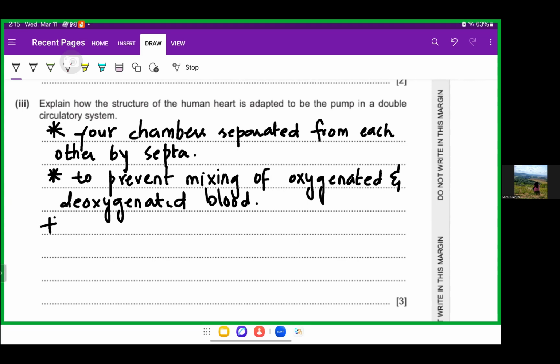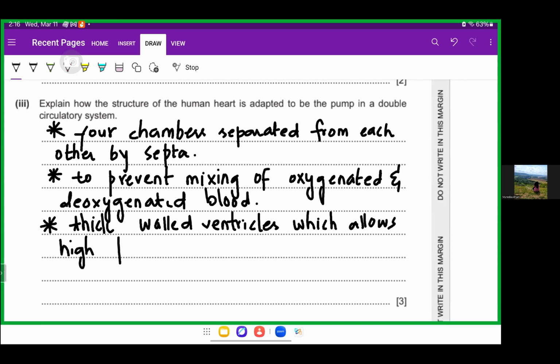Another thing that we have is the thick walled ventricles, which allows high pressure blood to the whole body.